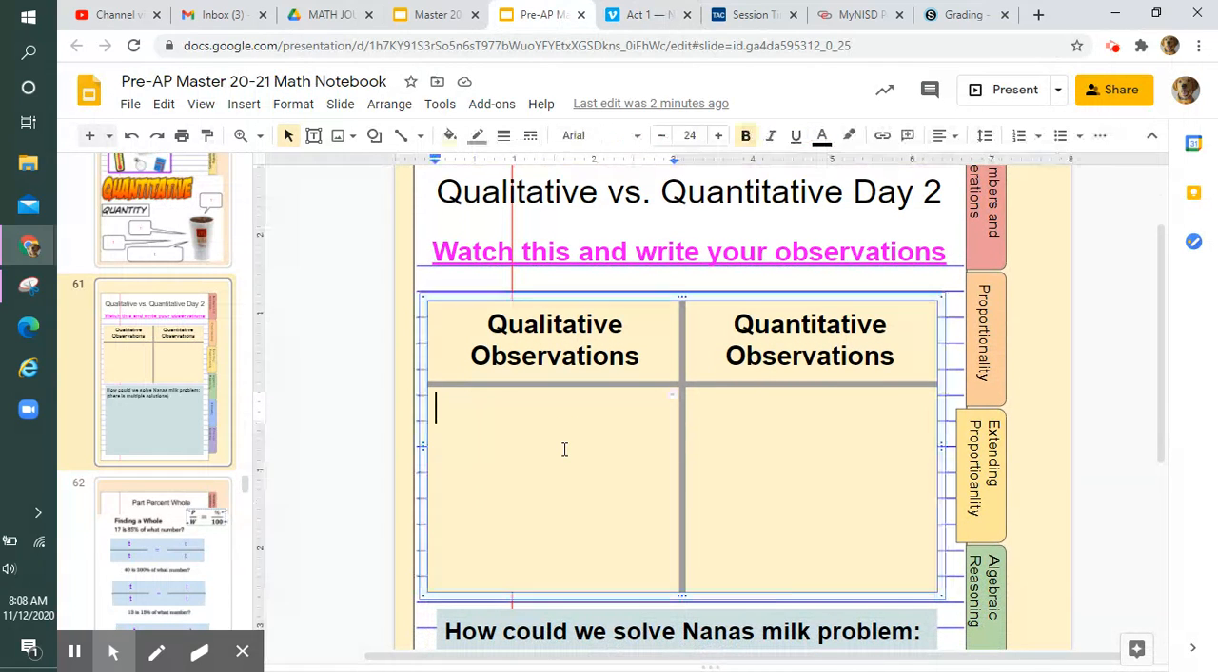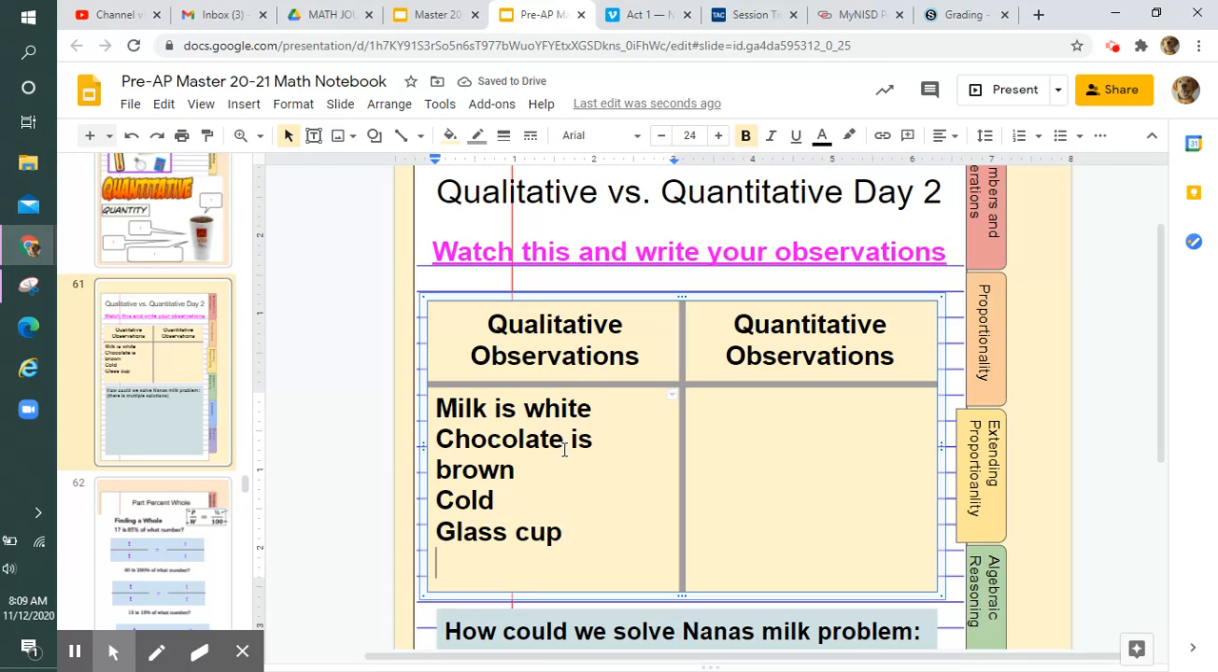So the qualitative observations. Remember, qualitative are things that we notice. So the milk is white. Chocolate is brown. Milk is usually cold, right? In a glass cup. What else can we say about it? He's mixing it.